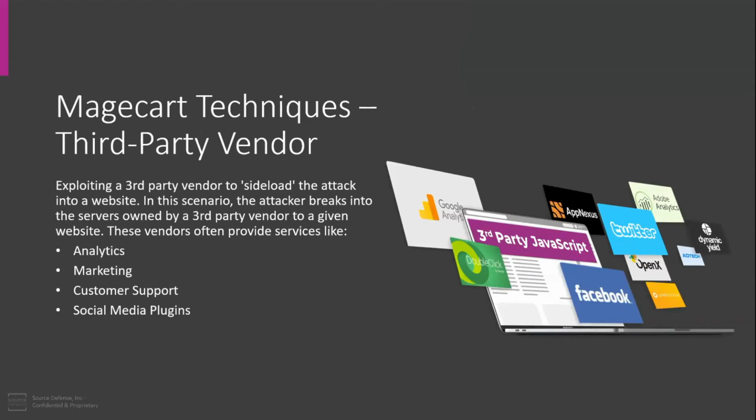The third technique we'll discuss is exploiting a third-party vendor to sideload the attack onto a website. In this scenario, the attacker breaks into the servers owned by a third-party vendor. These vendors often provide services like analytics, marketing, customer support and other business services, which a company needs to include on its website but is unlikely to develop in-house. By compromising one of these vendors and embedding a payload within that vendor's code, the attacker thereby gains access to any of that vendor's customers and all of those customers' visitors.